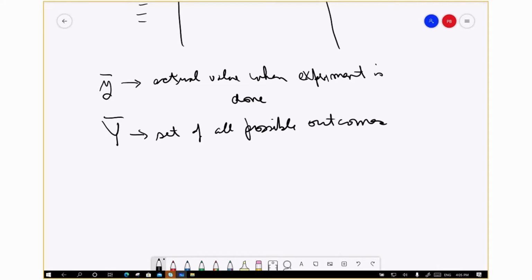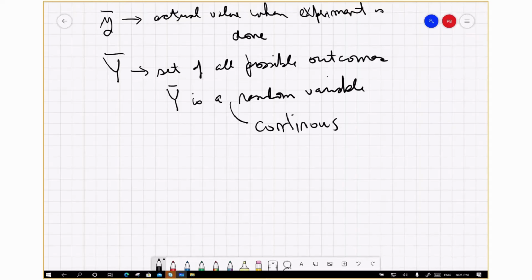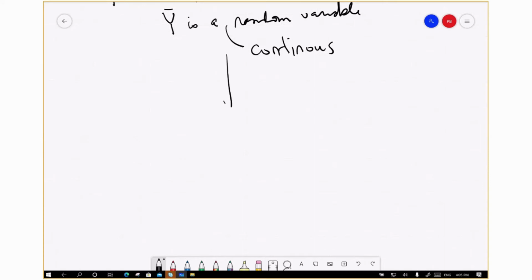And by now you should realize what Y bar is. Y bar is a random variable. And more than that, obviously it is a continuous random variable. And so what do we know about continuous random variables? Continuous random variables have what? They have probability density functions.